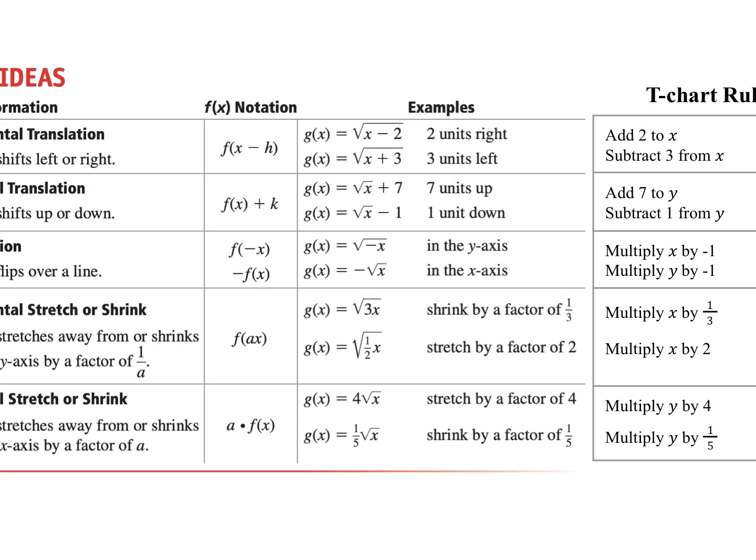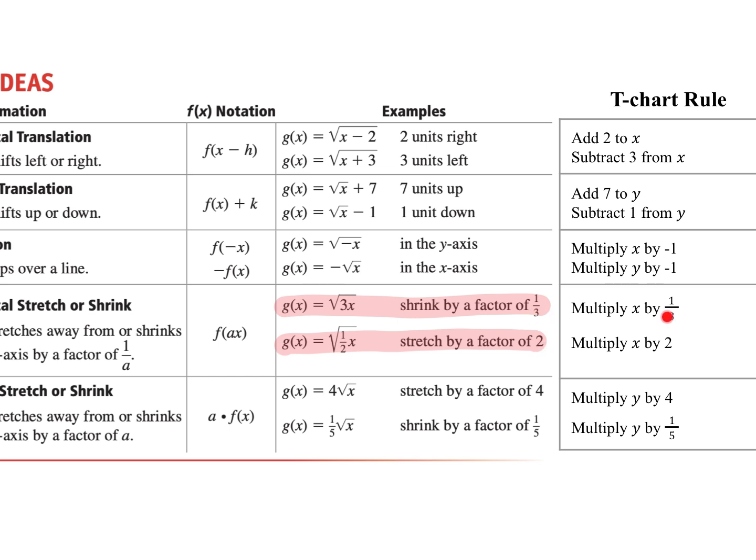So these, I'm going to maybe highlight it, because that stretch or shrink factor had that special rule where the factor is the reciprocal of what you see. So if you're multiplying x by 3, it's actually a horizontal shrink by a factor of 1 over 3. And if you're multiplying x by 1/2, well, the reciprocal of that is 2, so it's actually a stretch by a factor of 2. So if you're doing your t-chart rules, you're going to multiply by whatever the factor is.